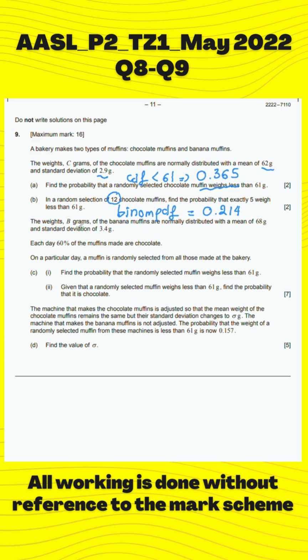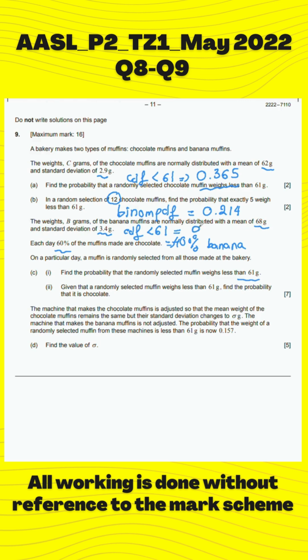Okay, now the banana muffin with the mean of 68 and the standard deviation of 3.4. 60% will be chocolate, so that means 40% will be banana. Okay, find the probability that a selected muffin is less than 61. So first we need to find the probability less than 61 of banana muffins. So it will be CDF smaller than 61 with the mean 68 and the standard deviation 3.4.